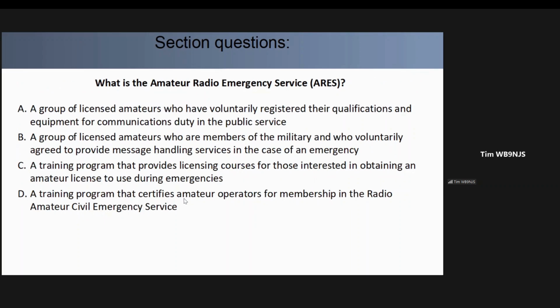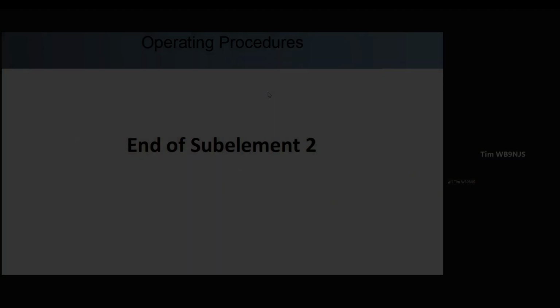Oh, here's the other group. What is the amateur radio emergency service? Is it a group of licensed operators voluntarily registered, a group of licensed operators who are members of the military, a training program that provides licensing courses, or a training program that certifies operators for membership in the Radio Amateur Civil Emergency Service? No, it's a group of licensed amateurs who have voluntarily registered qualifications and equipment. That's ARES, again, a little less formal than RACES.